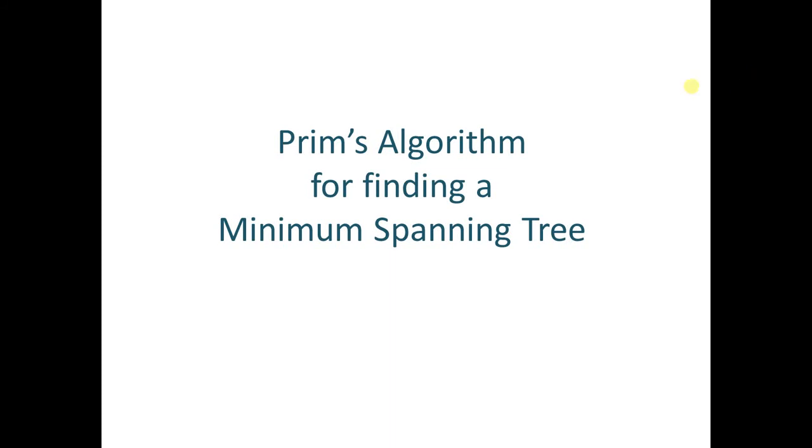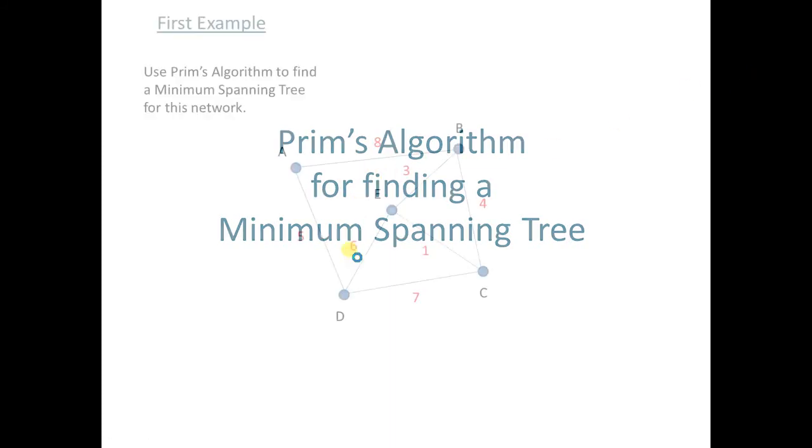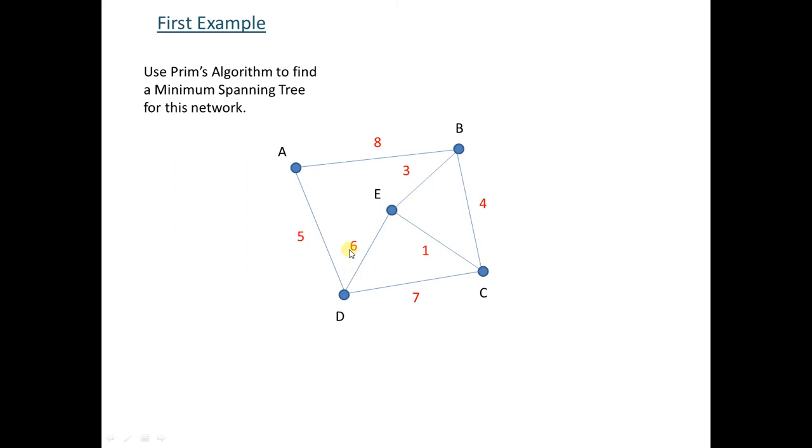Right, in this video we're going to have a look at Prim's algorithm to find a minimum spanning tree. Here's my first example. I've got this graph here, and the first thing you do is you pick any node you like, A, B, C, D or E. In an exam they usually tell you which one to start with, so I'm going to start at A.